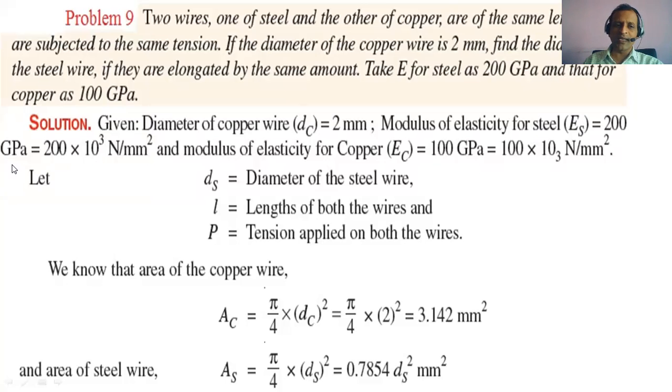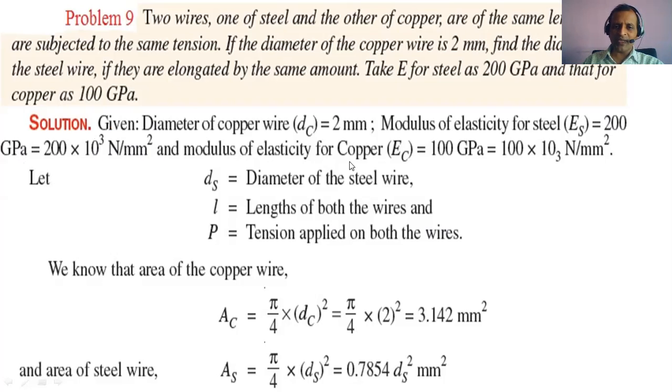It is 200 gigapascal. Giga means 10 to the power of 9, and pascal means Newton per meter square. Now I have converted this into Newton per mm square. So that is 200 into 10 to the power of 3. Actually it is 10 to the power of 9 Newton per meter square. When we convert meter square to mm square, 10 to the power of 6 goes, so 10 to the power of 3 is left. So 200 into 10 to the power of 3 Newton per mm square.